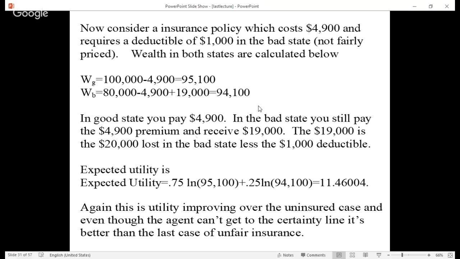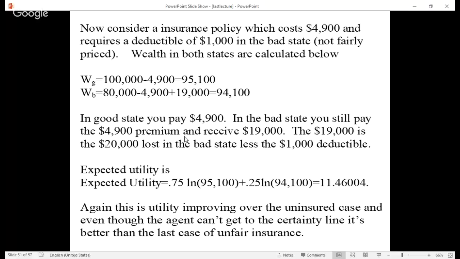That's my deductible, that $1,000 difference. So in the good state, I pay $4,900. In the bad state, I still pay the $4,900 premium and receive $19,000. The $19,000 is a $20,000 loss in the bad state, less the $1,000 deductible.